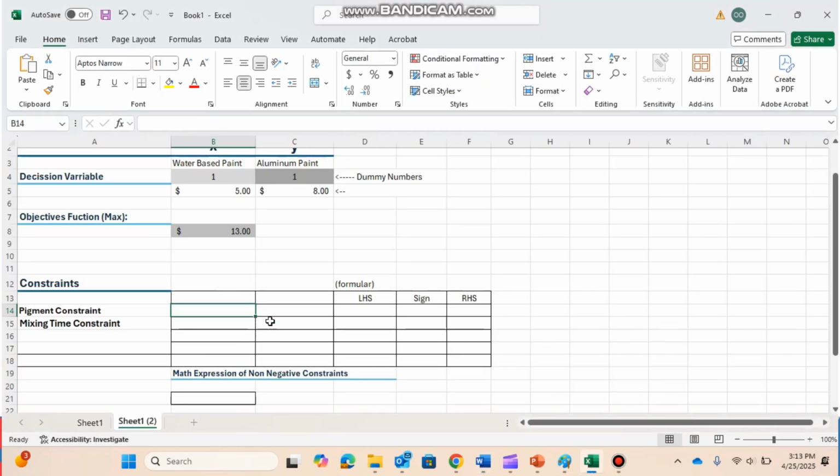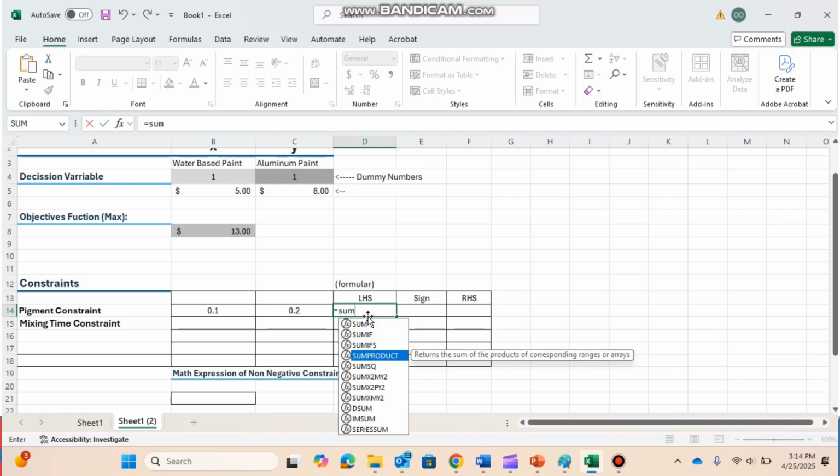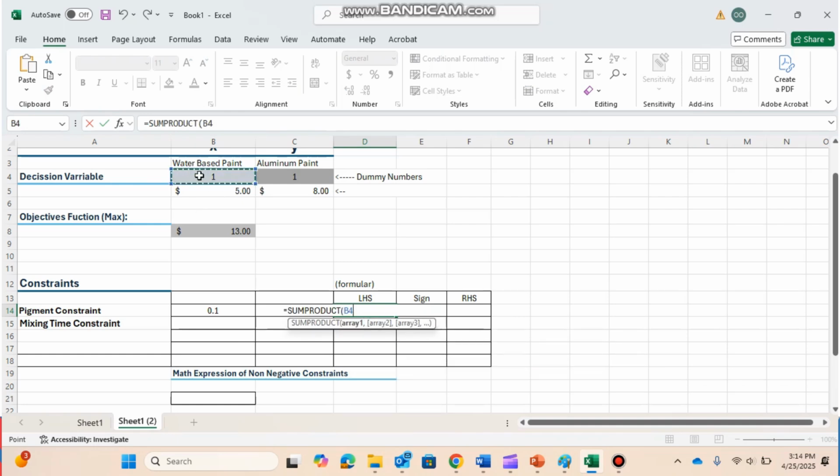This is going to be 0.1, and this is going to be 0.2. So now the left-hand side is the mathematical expression. So we say it equals SUMPRODUCT of the domain value cells and the constraints. Okay, so we have this.